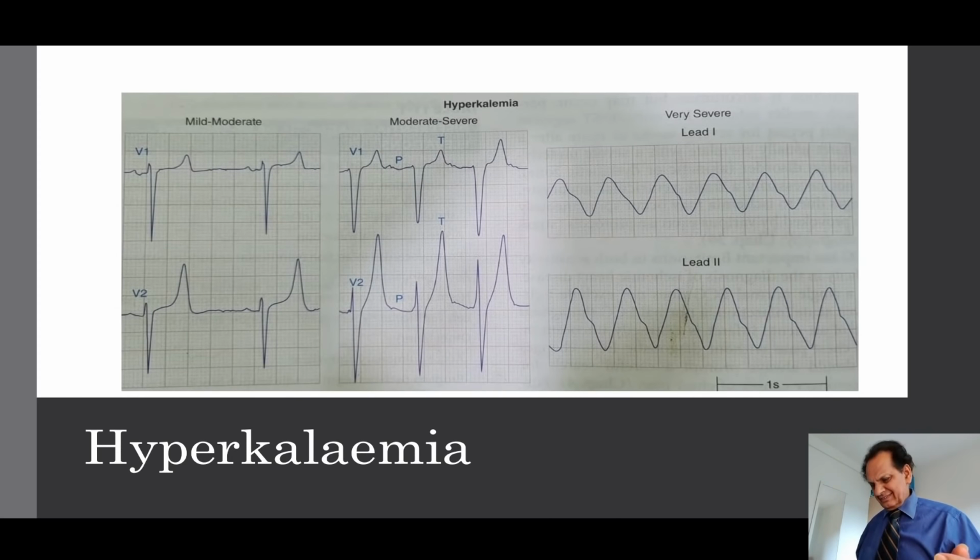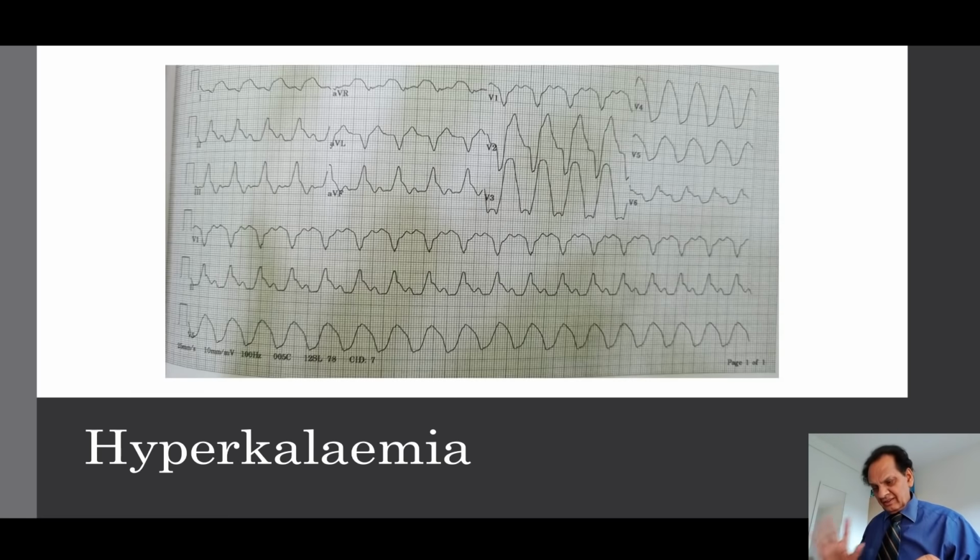Hyperkalemia, stage wise. Just see. Tall T first, then much more tall T. Important to see here. This was the mild one, starting of the T tenting. Then this was the moderate one, more T's, and P's are disappearing slowly. And the sine wave pattern ultimately may lead to arrest. So this is the very severe hyperkalemia, to the level of around 8 milliequivalents or so. Good to see, never to forget.